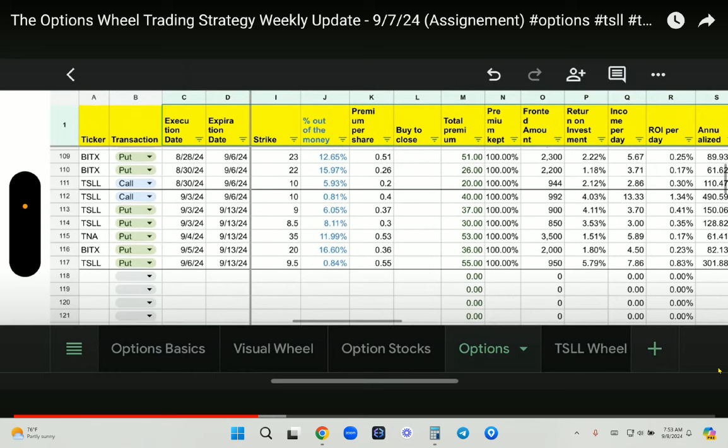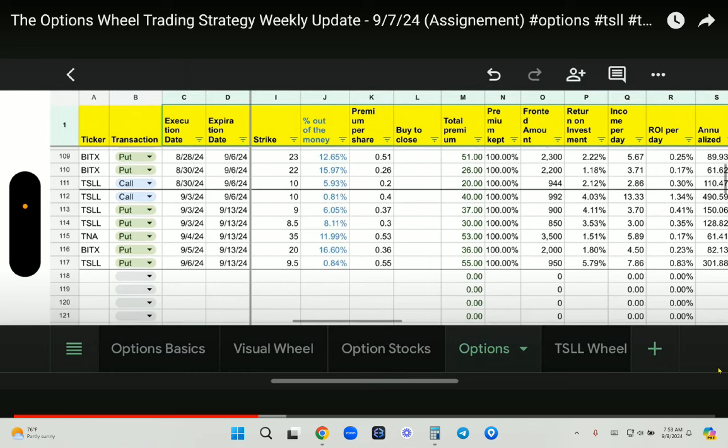Now, a lot of times you'll want to collect a premium by selling a put, okay? Or you could sell a put, you could buy a put, you could sell a call, you could buy a call. It gets a little complicated. But the idea is you want to make a little bit of money. So you're going to put up like $900 and maybe you're going to make $28 or $30.